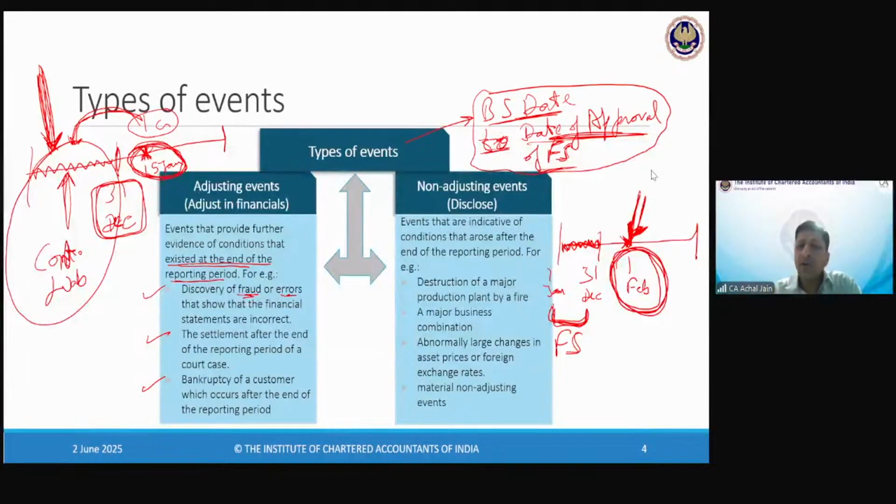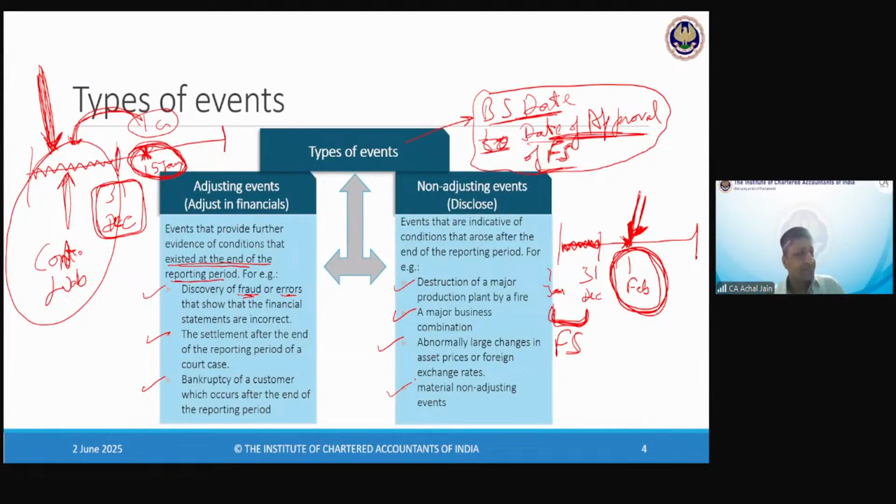Now let's look at some examples for the non-adjusting events. Destruction, the one we just discussed. A major business acquisition has taken place. Abnormally large changes in asset prices or foreign exchange rates. Material non-adjusting events could be any other event which is non-adjusting.